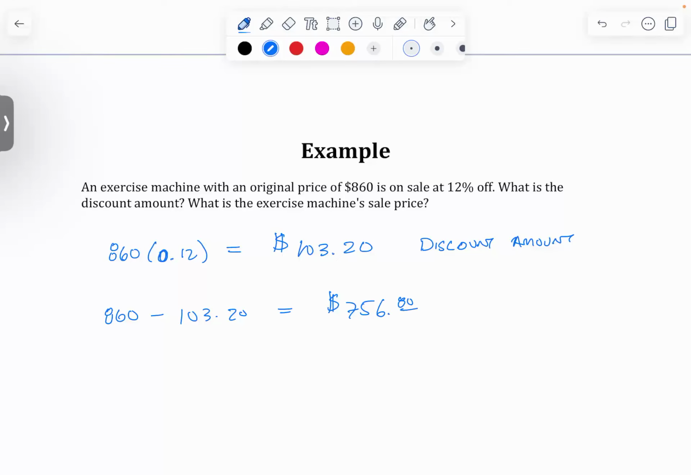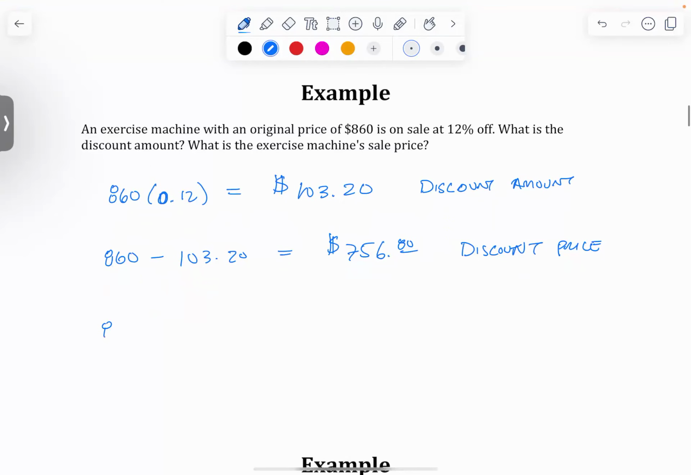Which gives us 756 and 80 cents. All right, and that's the actual discounted price. Now, be aware, we can also do this in order to find the discounted price.